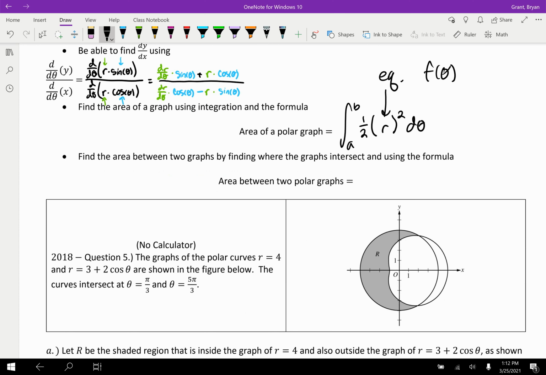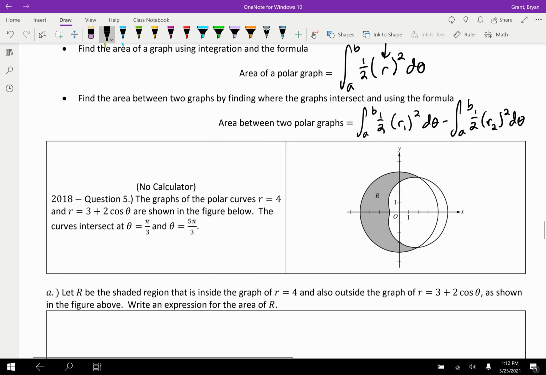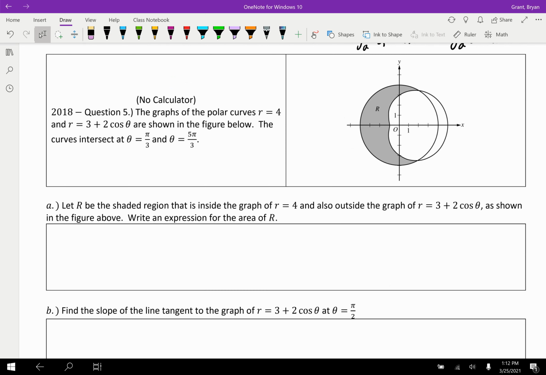And if you want to find the area between two polar graphs, it's nothing too bad. It's just the two areas subtracted together. And I'll do r1 to represent the outside area minus the integral from r2 squared d theta. Let's go ahead and get started. No calculator for the first one.